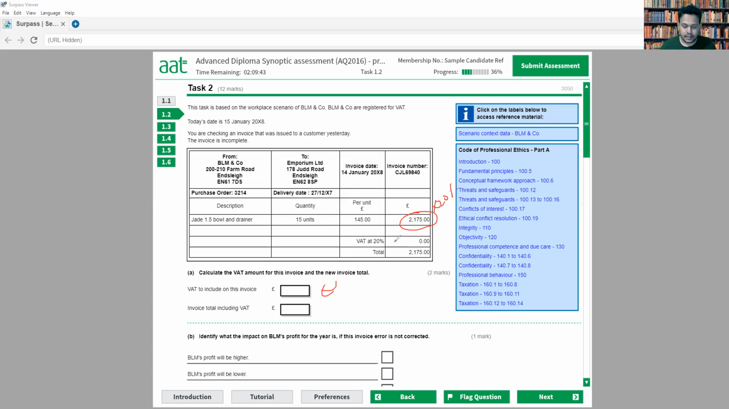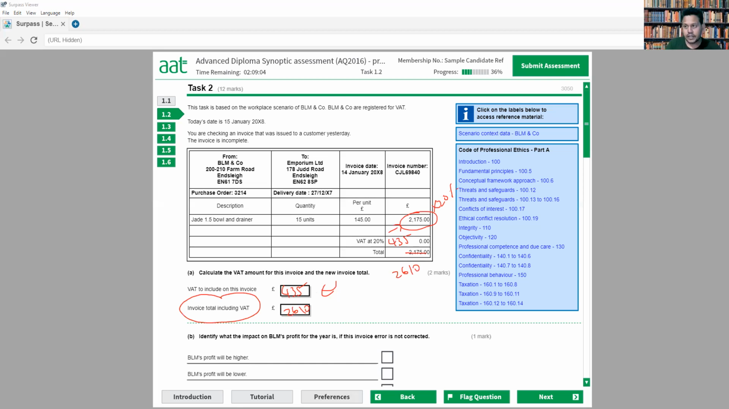If we write the VAT here and add it, that will give us the total. So let's have a look at how much the VAT is and how much the total is. 2175 times 20% gives me 435. If I add 435 to this amount, the total will change. The new total will be 2610. So my total, including the VAT, will be 2610. That's it.